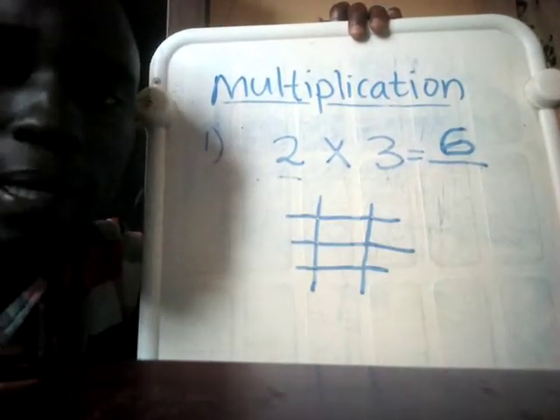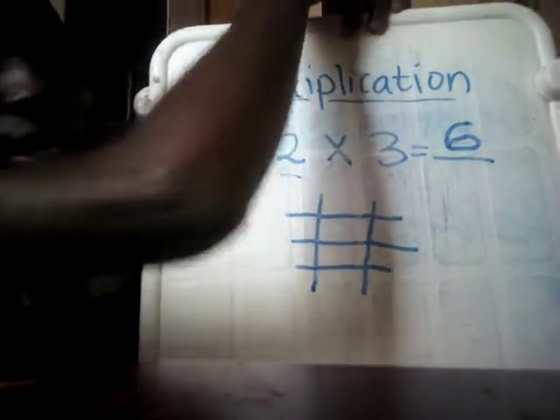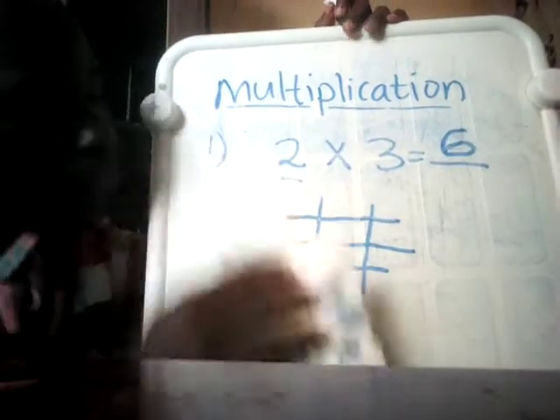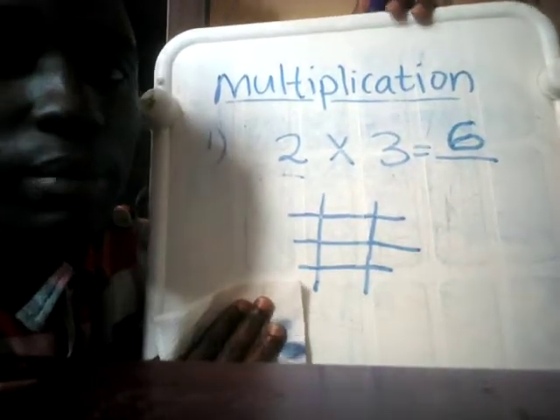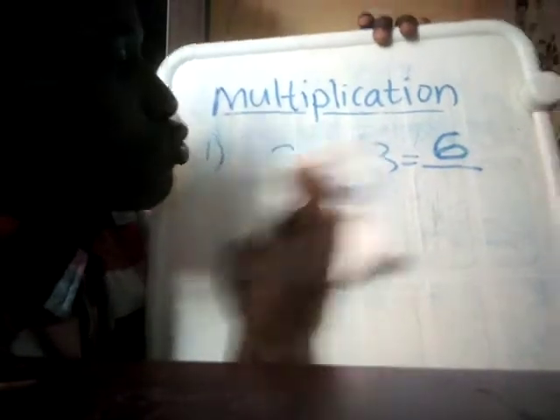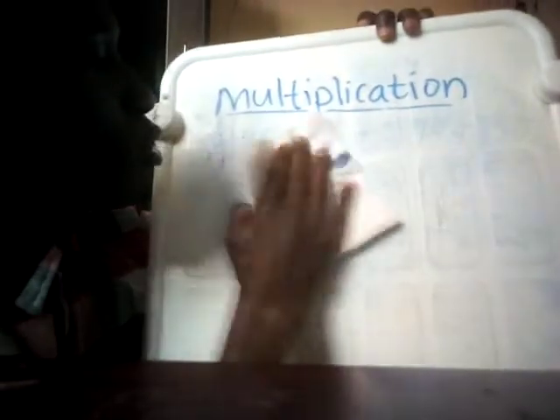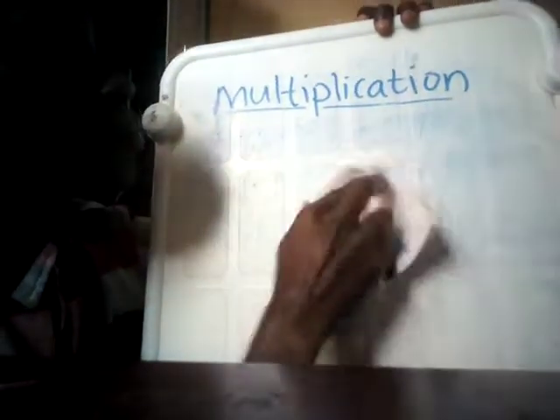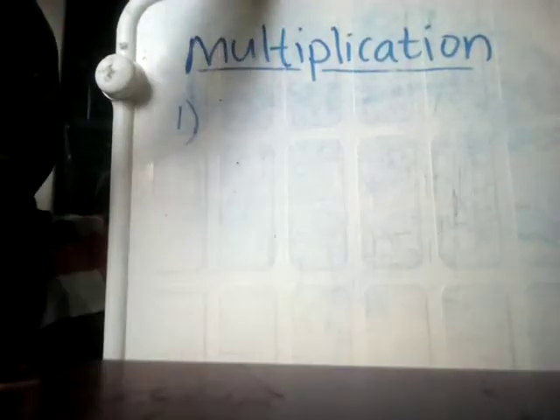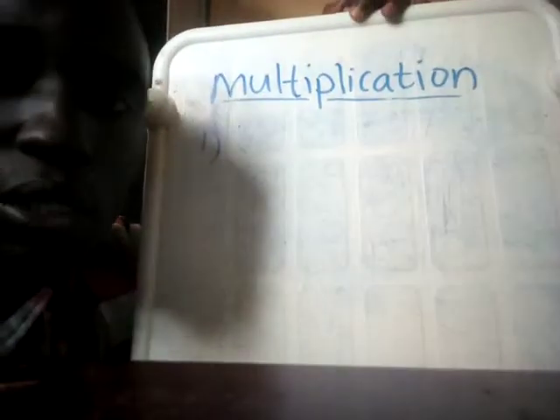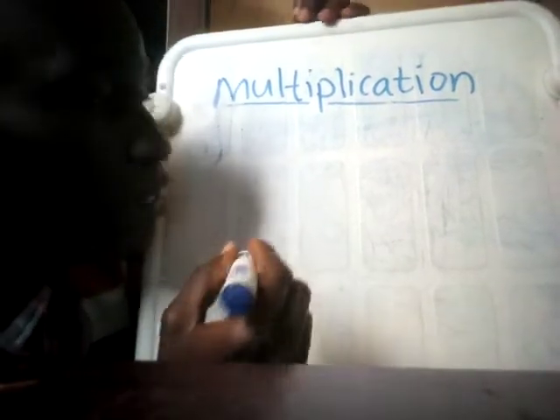Okay, like that. Let's check another example. Let's do example number 2. Okay, so I have said in this case today we are using rows and columns to do our multiplication.